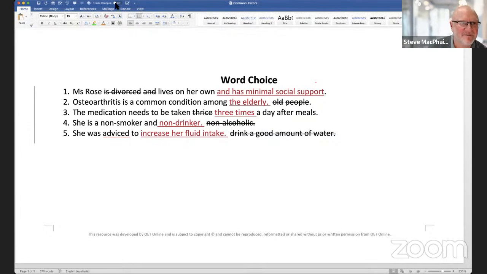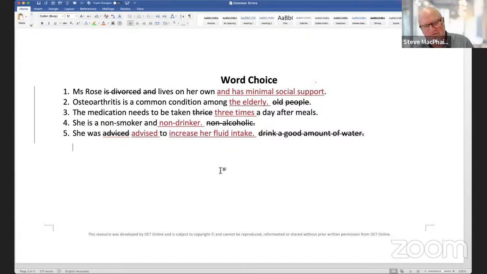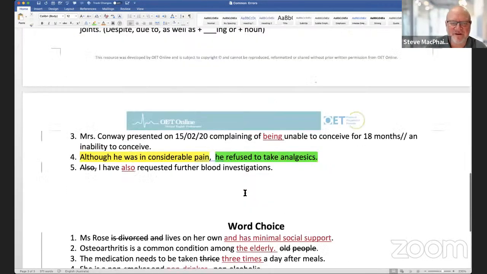She was advised. That's a fatal spelling error, that one. It might look like a spelling error to you, but in the eyes of the examiner, it's really a vocabulary error. Causes confusion. Okay, and there we have it, everyone. Those are just very common errors.